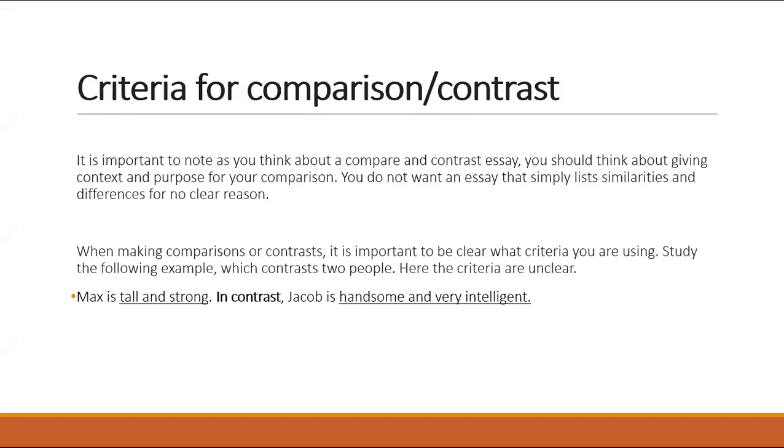So here we have an example. Max is tall and strong. In contrast, Jacob is handsome and very intelligent. So can you analyze this? I'll give you a moment to analyze this, and we can discuss what is wrong with this sentence, even though it's a contrast, right? And we have two people being contrasted in different ways. I'll give you a moment to think about what is wrong and unclear about this sentence, and then we will move forward.